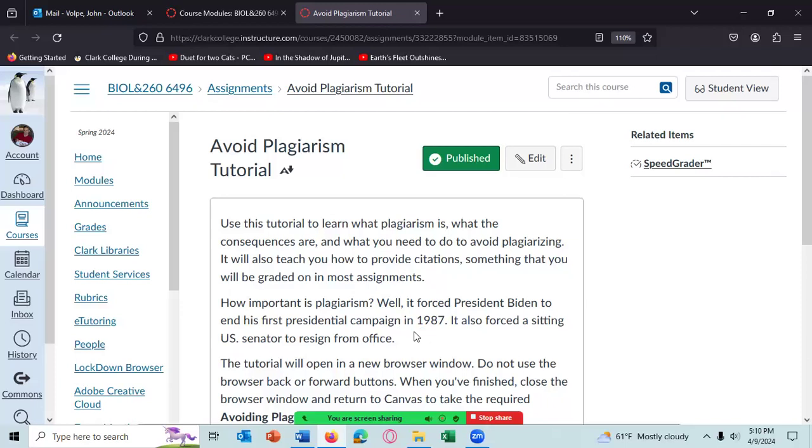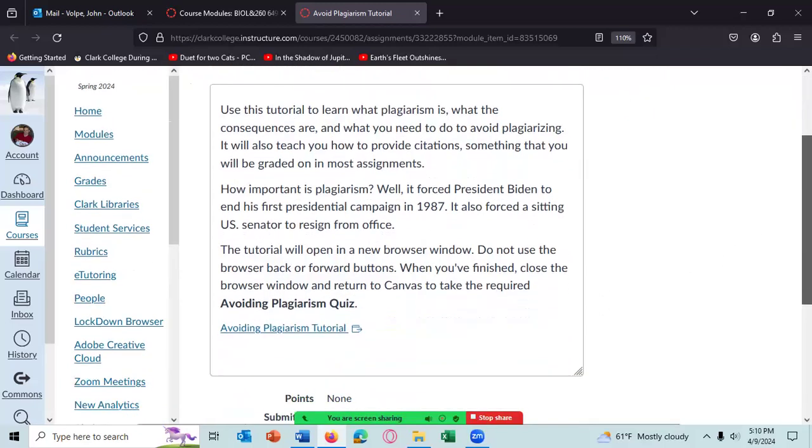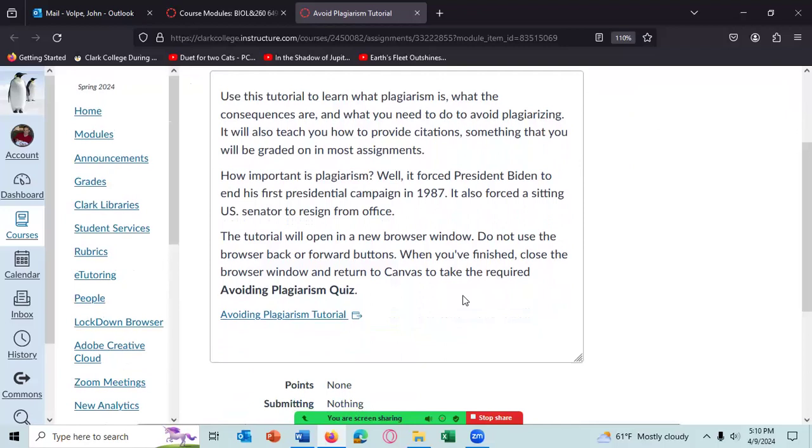There was a sitting senator, I think it was a senator from Nebraska, who plagiarized when he was working in graduate school. And this U.S. senator was forced to resign his office. So plagiarism is really important. It's especially important in school.